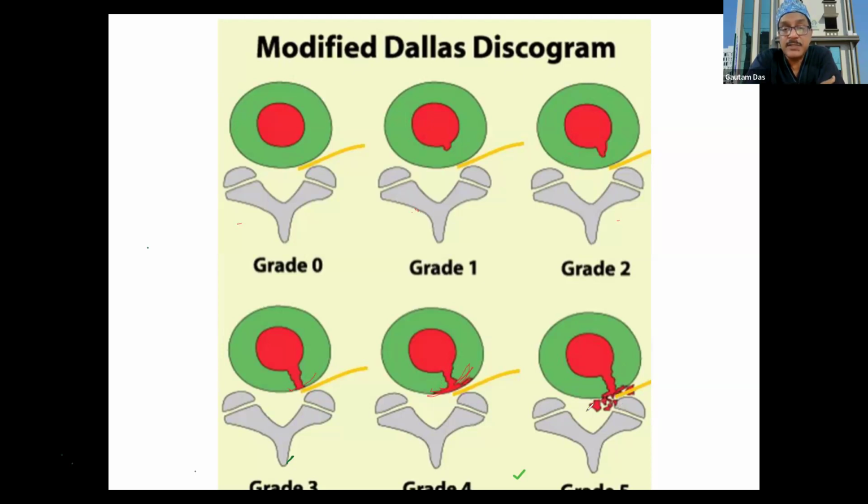So disc degeneration means, always remember, the degeneration of the inner layer of the annulus, and the nucleus pulposus starts coming towards the periphery. So this is what disc degeneration is.